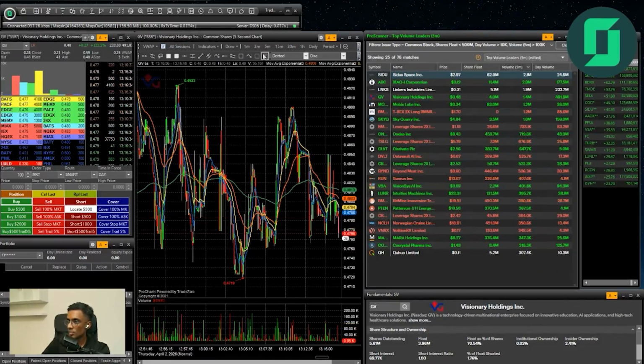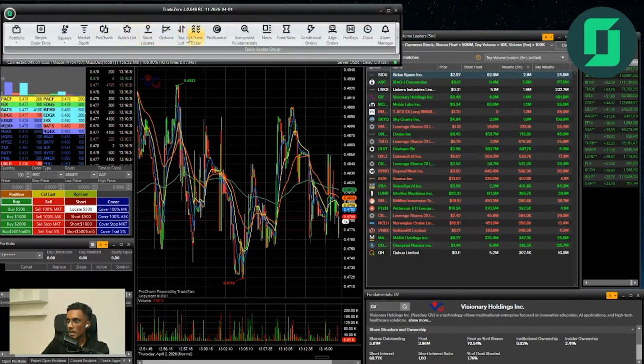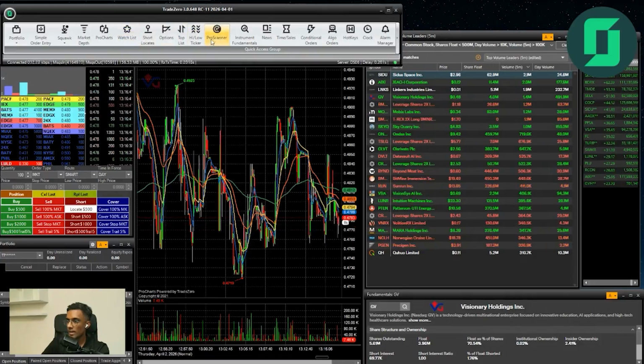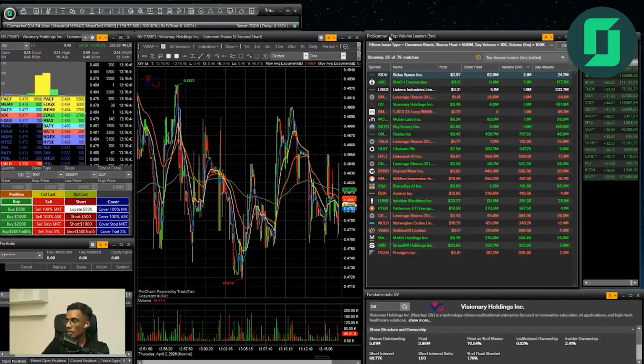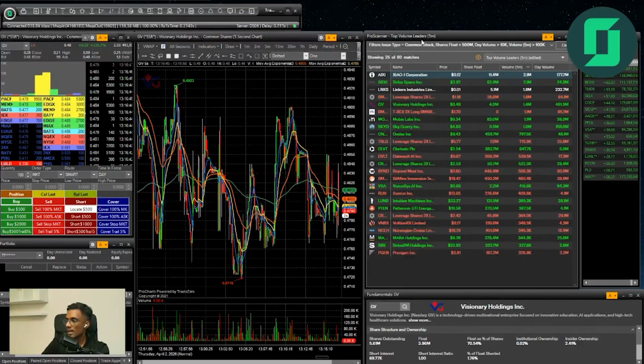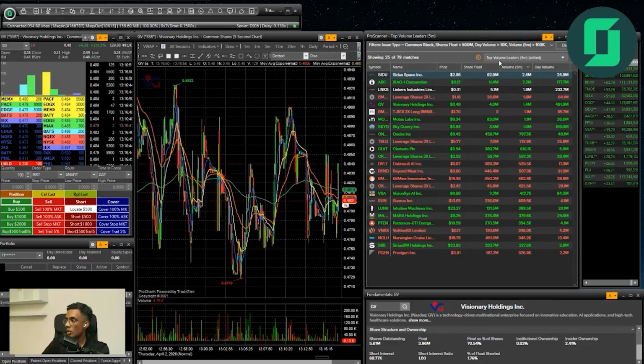So when you start Zero Pro, you'll see in the top bar the Pro Scanner right here in the middle. If you open a new Pro Scanner, you will see a window like this. And right now, the window is set to the top volume leaders.